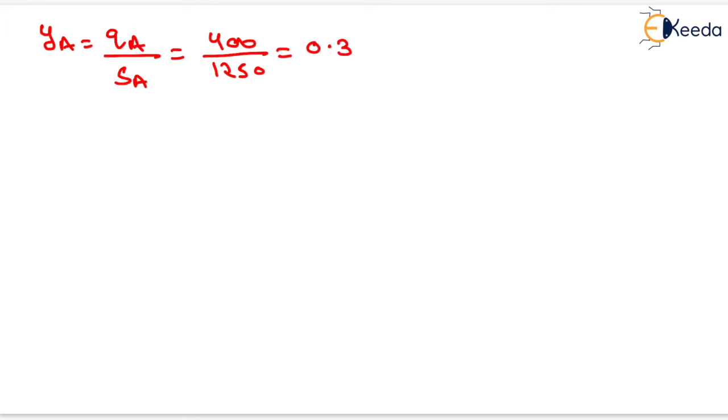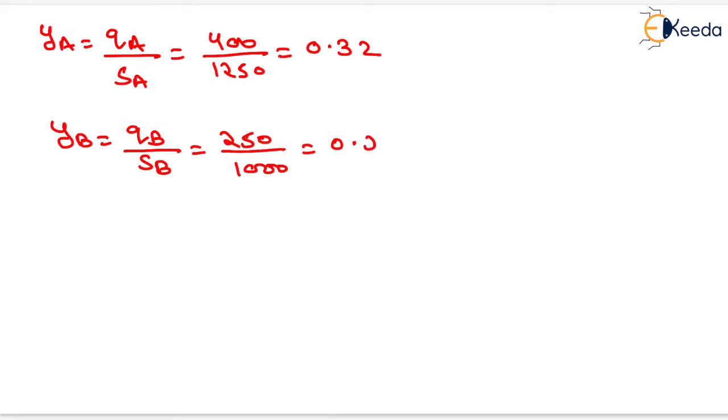Now we need to determine the value of YA, which will be equal to QA upon SA. By putting the value of QA as 400 and SA as 1250, we will have the value of YA, which will be equal to 0.32. Similarly, we can determine the value of YB, which will be the ratio of QB upon SB. By putting the value of QB equal to 250 and SB as 1000, it will be equal to 0.25.